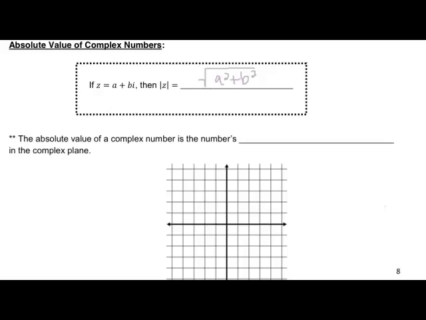The absolute value of a complex number is the number's distance from the origin in the complex plane. So if we look at the complex plane, again the x-axis is our real axis, the y is our imaginary. So if we graph a plus bi, a is going to be on our real axis, and b is going to be on our imaginary axis. So to find our distance from the origin, we have to make a line or segment from this point (a, b) back to the origin. Now if you look, we have a right triangle here.